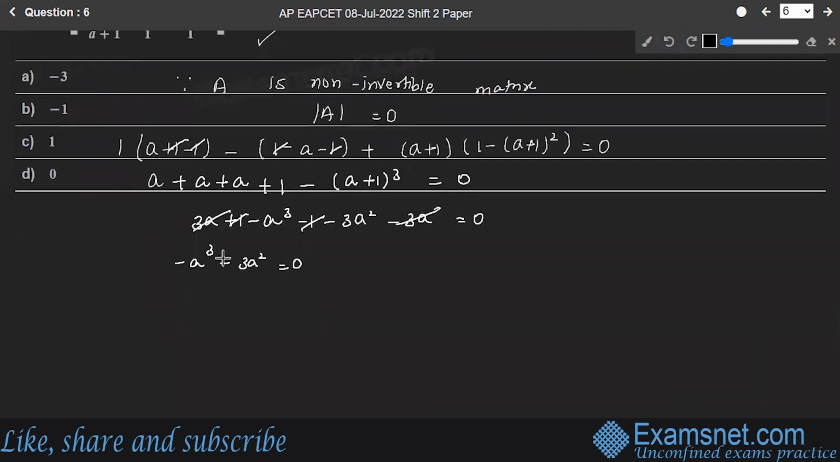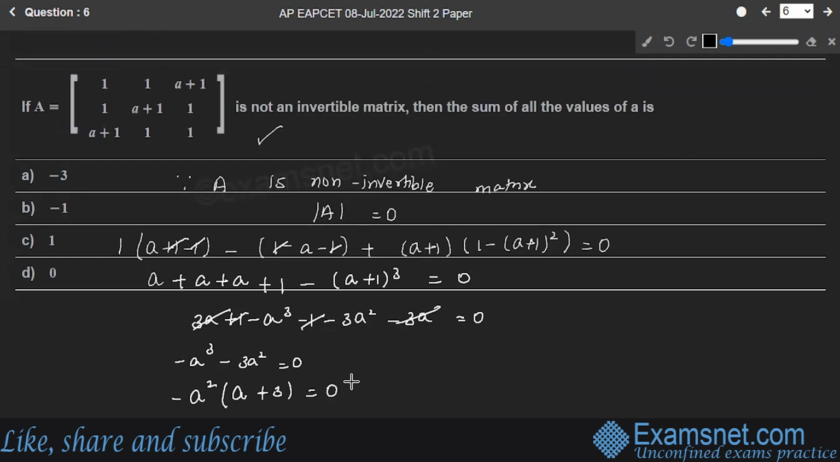So let's take A square common. You will have A plus 3 is equal to 0, the minus will cancel, so you will have just A square. A square cannot be equal to 0. Okay, wait. A plus 3 is equal to 0. A square, of course, can be equal to 0. So you can have the values of A as 0 or minus 3. So these are the two possible values of A.